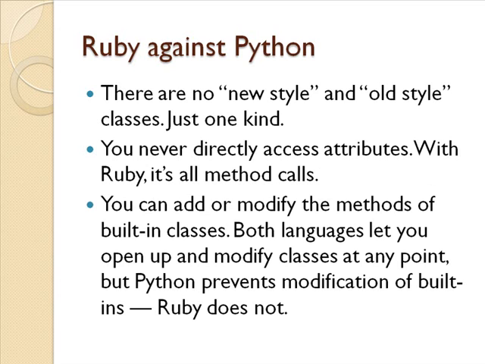Now let's talk about Ruby against Python. There are no new style and old style classes, just one kind. You never directly access attributes. With Ruby, it's all method calls. You can add or modify the methods of built-in classes. Both languages let you open up and modify classes at any point, but Python prevents modification of built-ins. Ruby does not.